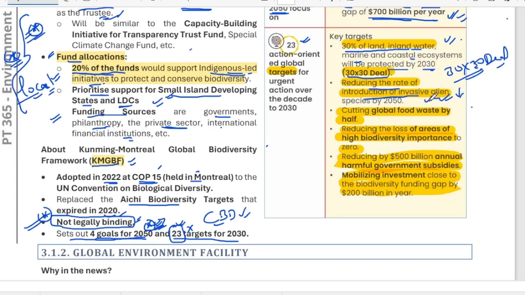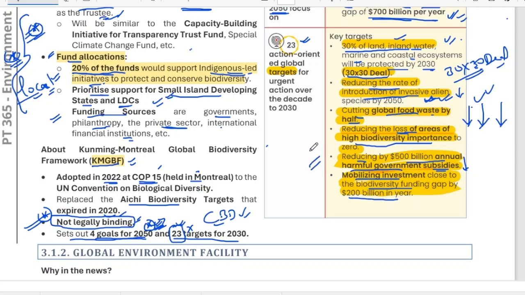So what are invasive alien species, you can cover from my previous videos. Okay, now cutting the global food wastage by half. So food wastage is to be reduced. Okay, invasive alien species have to be reduced, extinction has to be reduced. Okay, 30% of the area of the earth has to be protected by 2030, and high biodiversity important areas should not be lost. Okay, now reducing the 500 billion annual harmful government subsidies should be reduced. Okay, now mobilizing investment to close the biodiversity funding gap by 200 billion in a year.